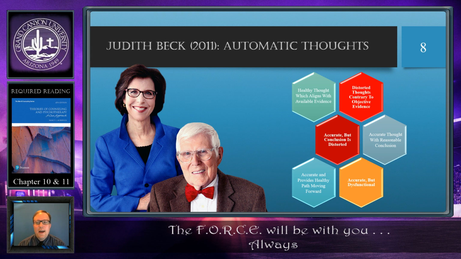These automatic thoughts are healthy thoughts, which line up with the evidence. The negative version of that same automatic thought is a distorted thought that challenges the evidence and doesn't agree. The second row is an accurate conclusion, but it's distorted. The good version of that is an accurate thought that is reasonable and not distorted. It is consistent with the reality in front of us. And the last row, the good version, is an accurate automatic thought that gives us a healthy path for moving forward. The bad version of that is an accurate thought, but it's dysfunctional and it does not present us with a good path for moving forward.